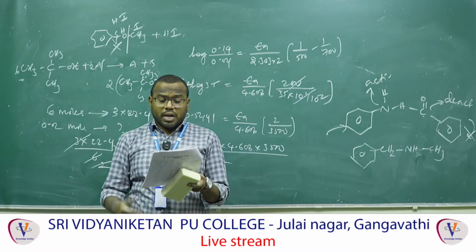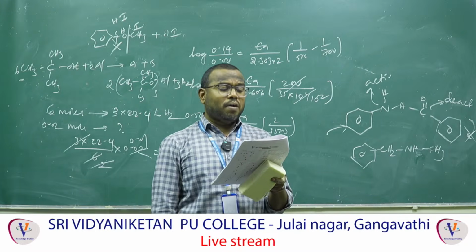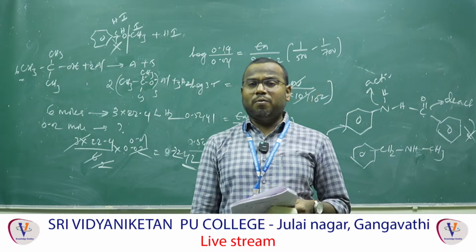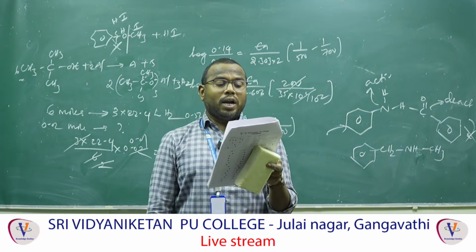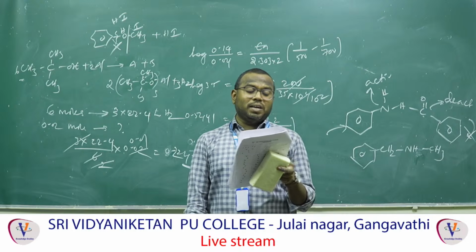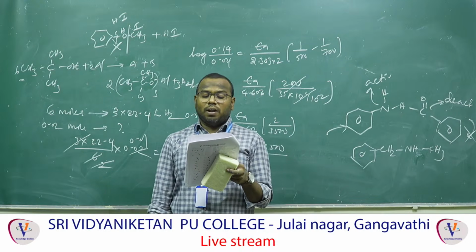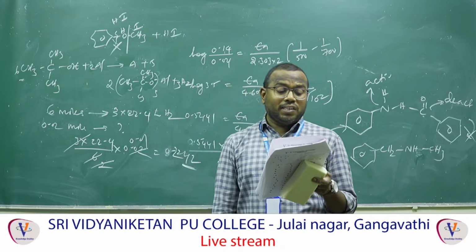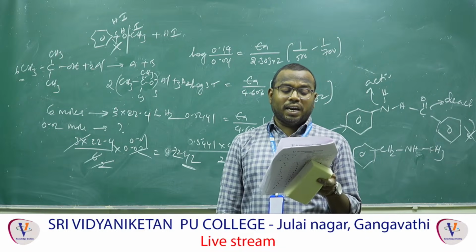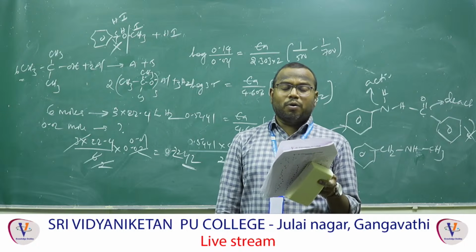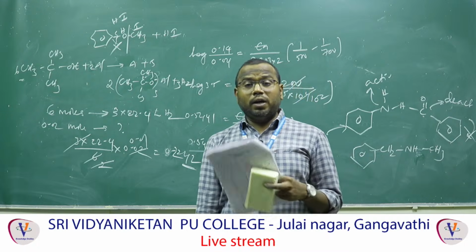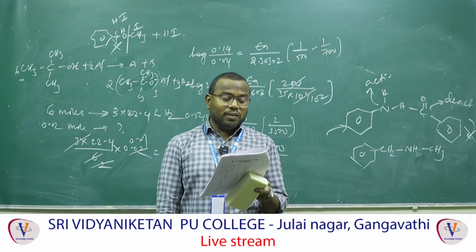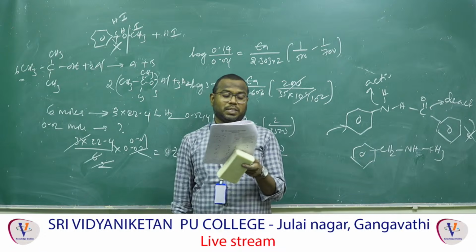82nd question. Consider the following statements about amines. Amines can be considered as derivatives of ammonia. One hydrogen atom of ammonia is replaced by an alkyl or aryl group to form primary amine. That is also a correct statement. Amines are classified as primary, secondary and tertiary according to the number of alkyl groups connected to nitrogen. Therefore, we need to say A and B only are correct statements.